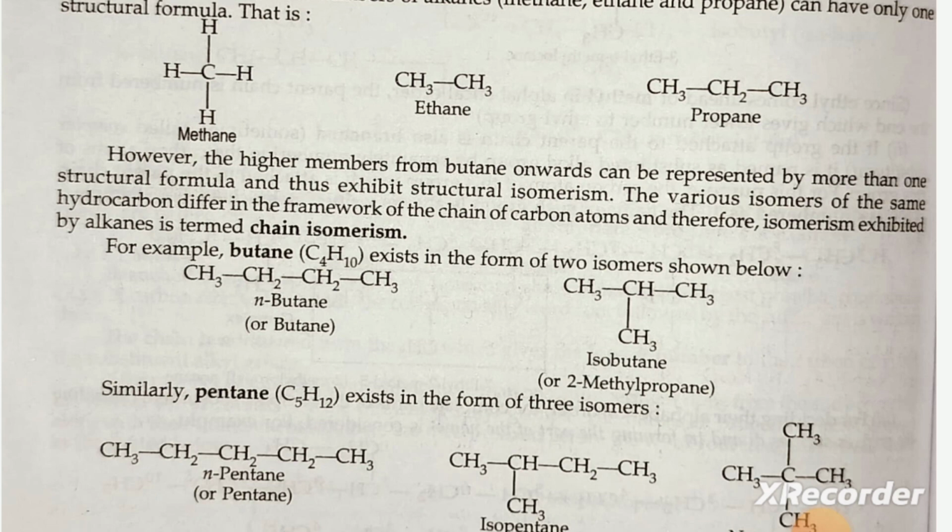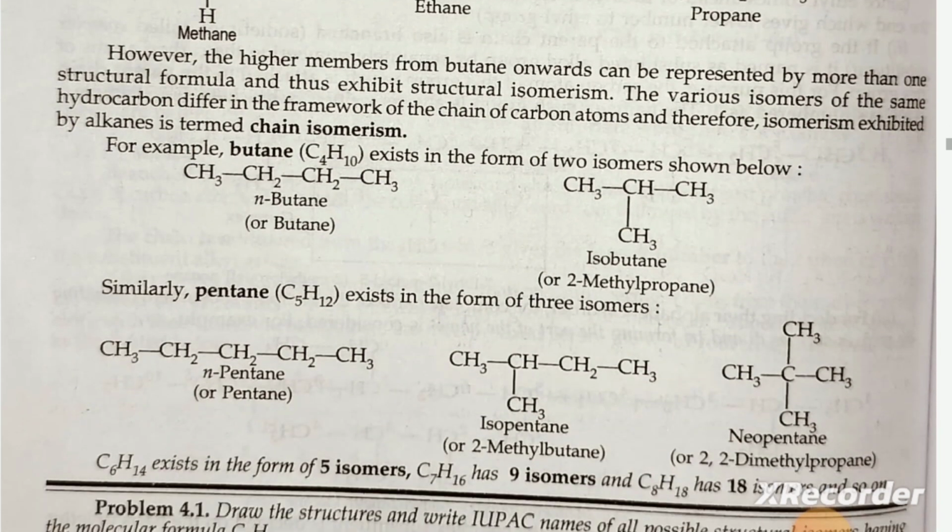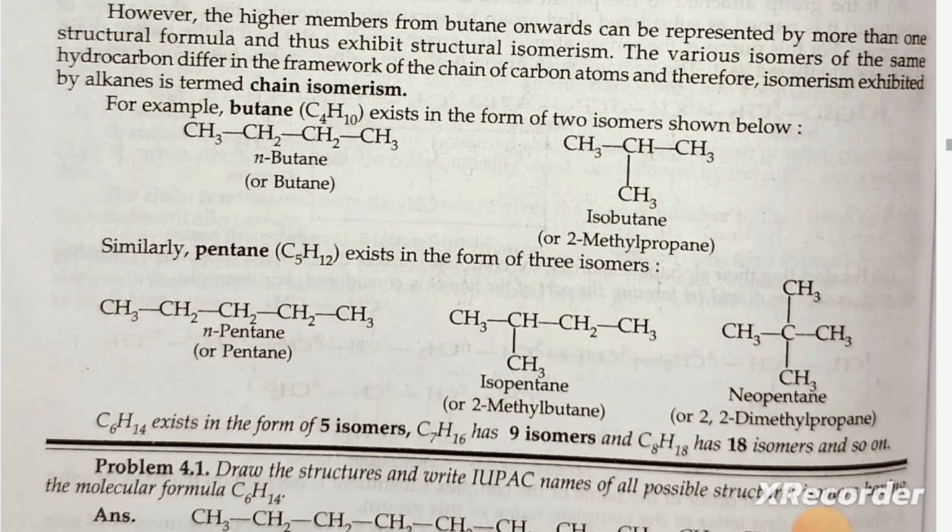For example, butane C4H10 exists in the form of two isomers shown below: n-butane or butane, and isobutane or 2-methyl propane. Similarly, pentane C5H12 exists in the form of 3 isomers. First is n-pentane or pentane. Second is isopentane or 2-methyl butane. Third is neopentane or 2,2-dimethyl propane. C6H14 exists in the form of 5 isomers. C7H16 has 9 isomers and C8H18 has 18 isomers, and so on.